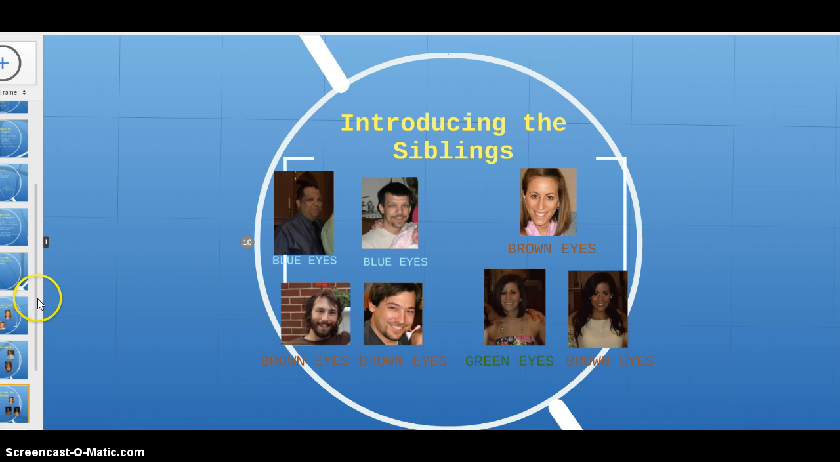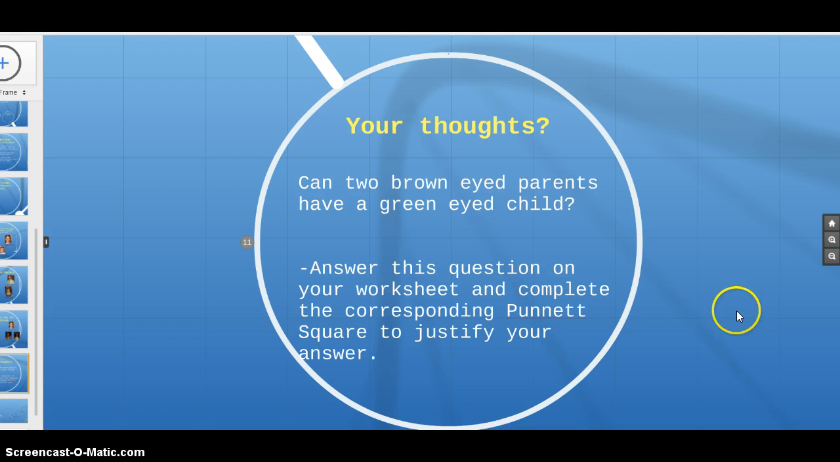So I'm going to pose that final question to you again. Can 2 brown-eyed parents have a green-eyed child? You've been given information about my family and Mr. Schmidt's family, so you should be able to figure out what our genotypes are, and you can cross us in the Punnett square. Based upon the information that you get from the Punnett square and from the background knowledge that you now have about my family, you should be able to complete the last question on the worksheet. Can 2 brown-eyed parents have a green-eyed child? And provide support for that.